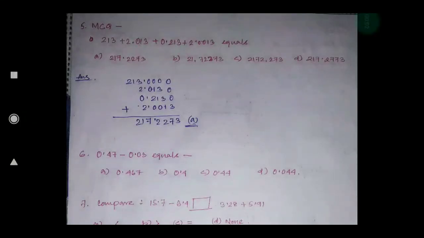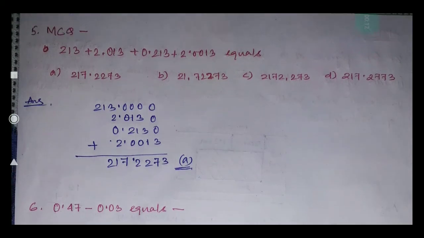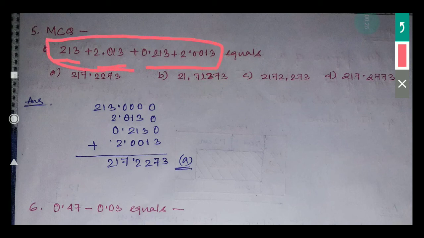Hello children. So today we are back with the next continuation of the previous video. In question number 5, exercise 3a, that is an MCQ, the addition is given: 213, 2.013, 0.213. You have to do the addition because the plus sign is given.